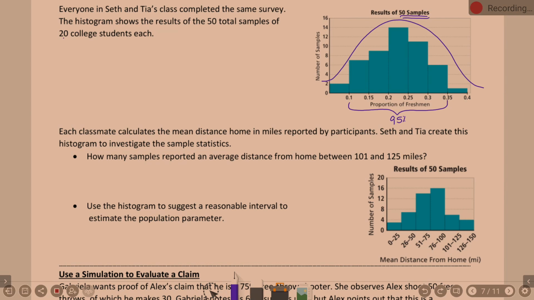Now, with this in mind, what is this suggesting? The proportion of freshmen probably falls from where? 0.1 to 0.35. If we backtrack to Seth versus Tia, what's that say about Seth versus Tia?